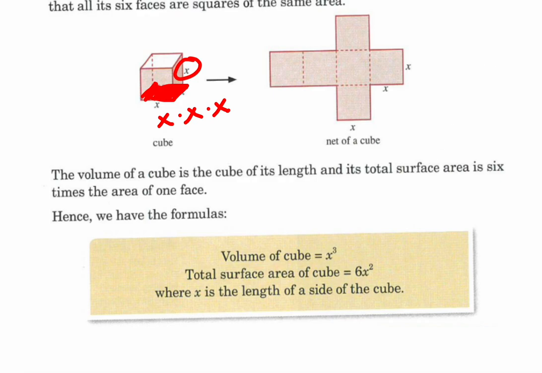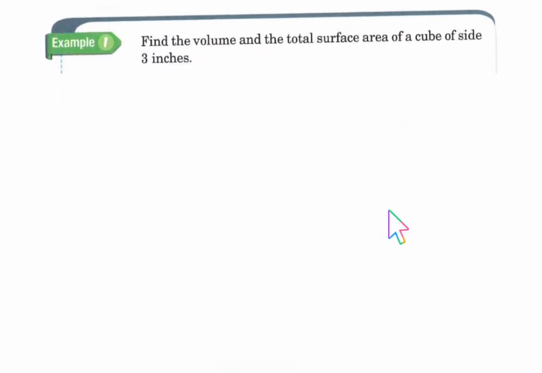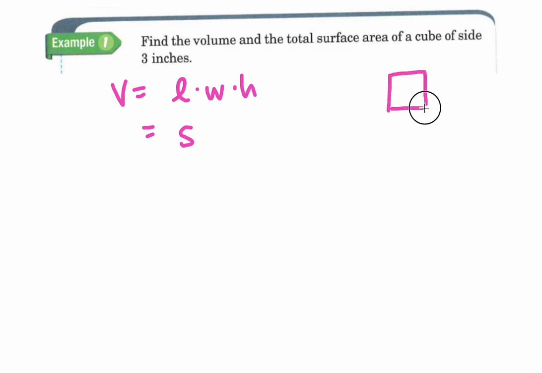Let's take a look at this example. Find the volume and total surface area of a cube of side 3 inches. Go ahead and pause your video and try it on your own first. Okay, so we first need to find the volume. Remember, we said volume is just all your dimensions being multiplied together. It's usually length times width times height. Here, all of our sides are the same. So length is equal to that same side, width is equal to the same side, and height is equal to that same side, because a cube has all sides that are equal.